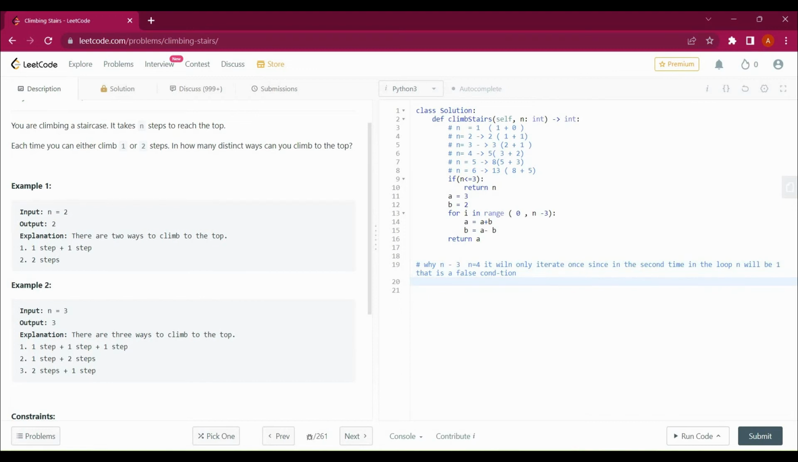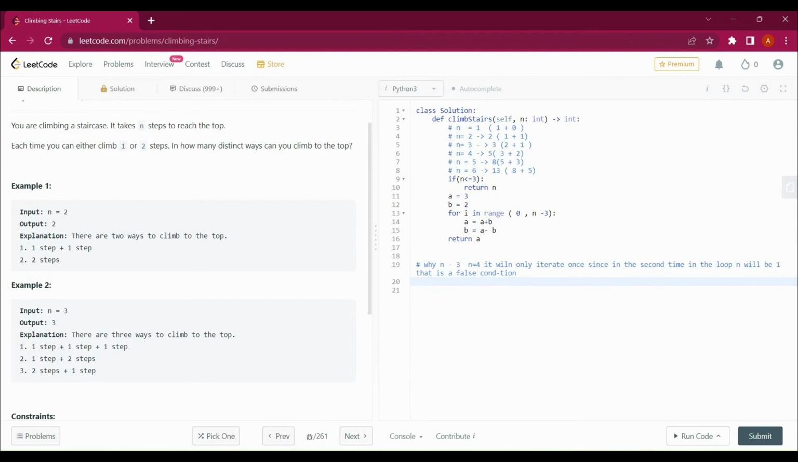Then if we take 5, so 5 minus 3 is 2, so it will iterate 2 times. And if we take n equal to 6, it will iterate 3 times. So it is the iteration count that matters here. So we have taken n minus 3. I hope you have understood this.